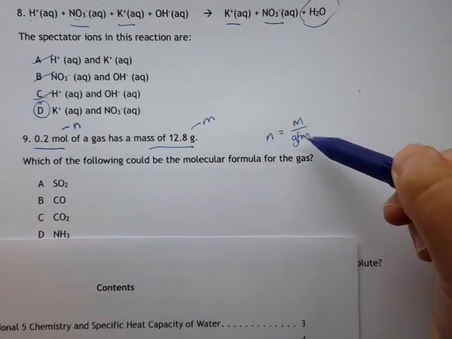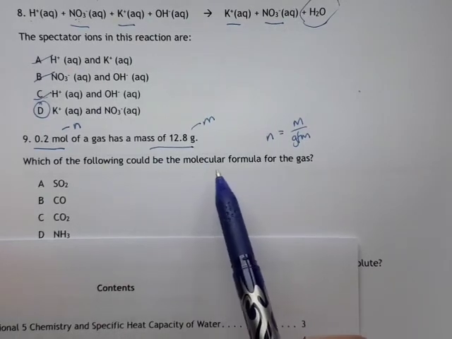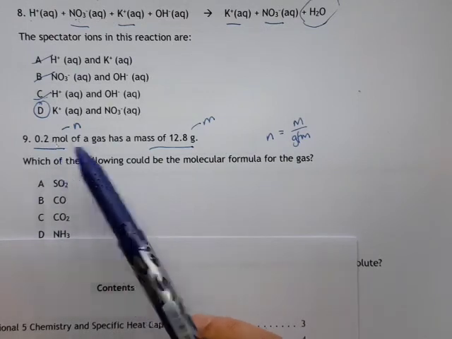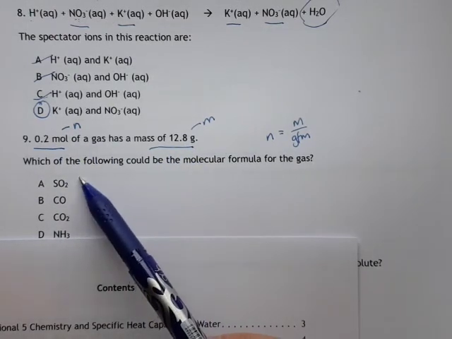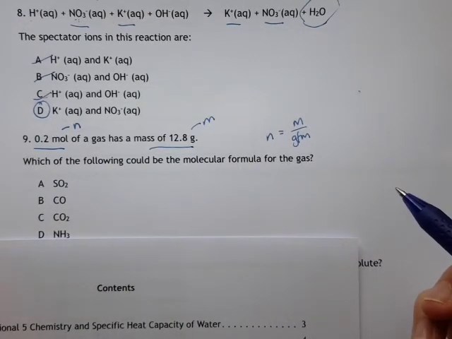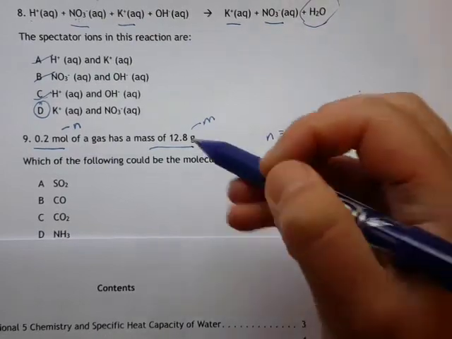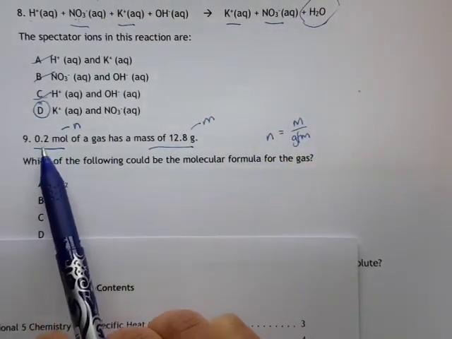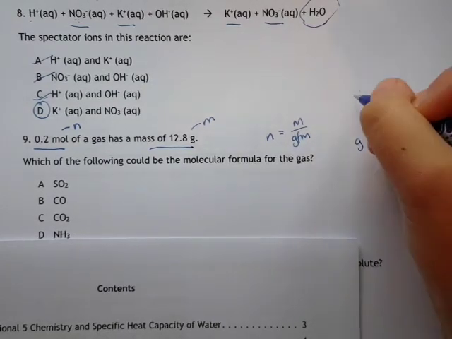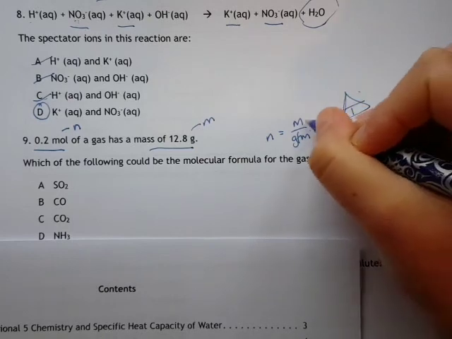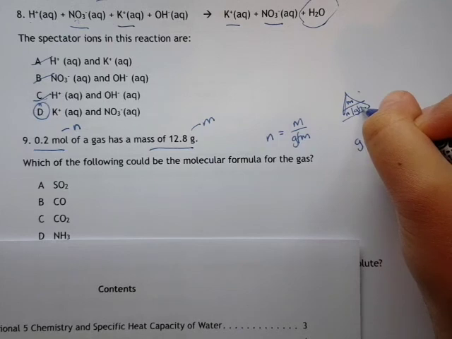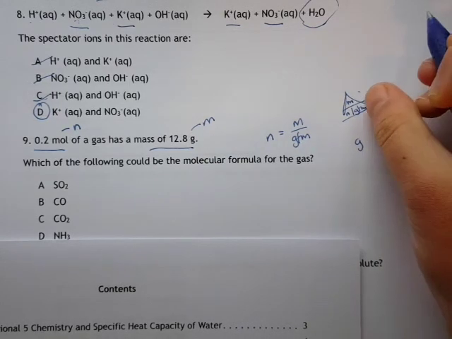Looking at this question, which of the following could be the molecular formula for a gas? If I can work out the GFM from the number of moles and the mass, then I can compare that with the GFM of my different gases, and figure out what the molecular formula must be for a gas where 0.2 moles weighs 12.8 grams. So N equals M over GFM. You can put that into a little triangle if you want. Remember, mass is on top, so mass must go on top in the triangle. So GFM is then going to be M divided by N.